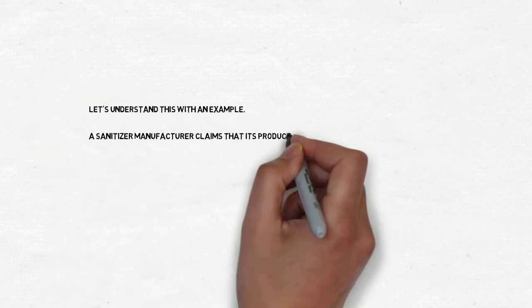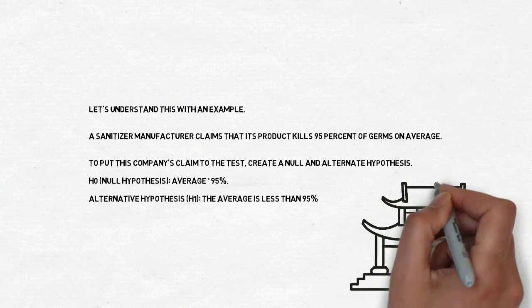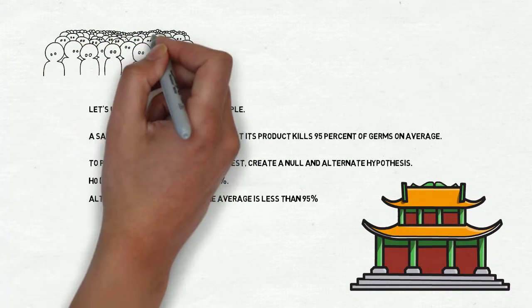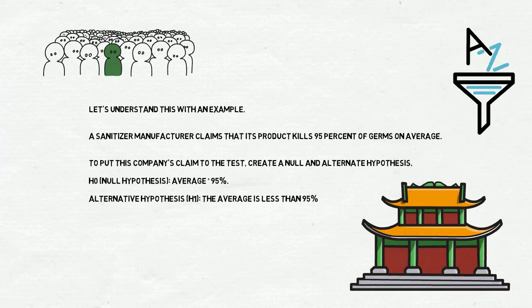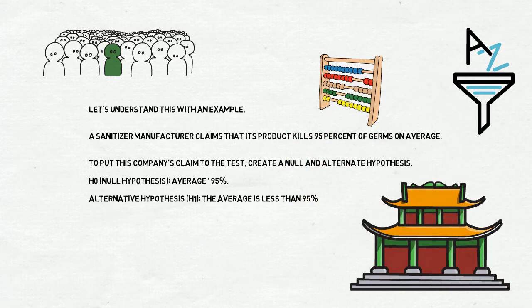Let's understand this with an example. Say a sanitizer manufacturer claims that its product kills 95% of the germs on average. To put this company's claim to the test, create a null and an alternate hypothesis. The null hypothesis is the average is equal to 95%, whereas the alternate hypothesis is the average is less than 95%.